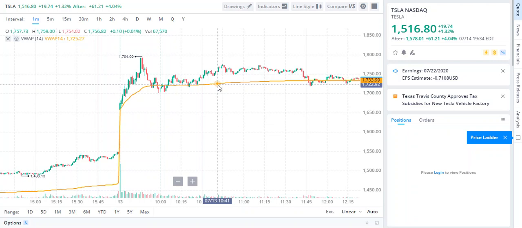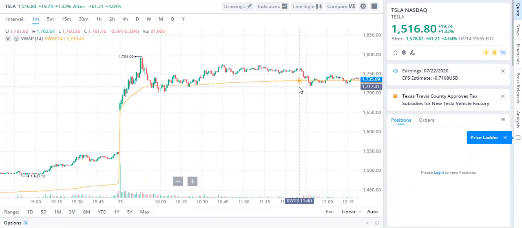Basically, the VWAP measures the average price at which a stock is traded over a given period of time. Traders can use that to decide whether a stock is bought or sold at a good price, or can be bought or sold at a good price. So in theory, if the price is above the VWAP, it's overpriced, and if it's below the VWAP, in theory it's undervalued, and you want to use that as your support and resistance.